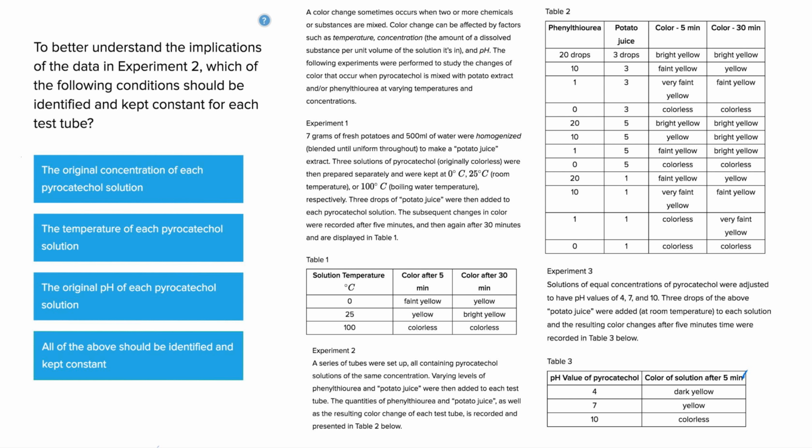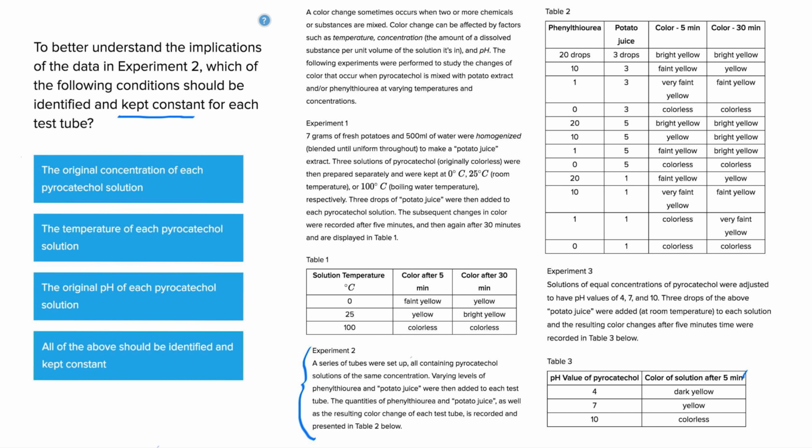Okay, so let's start by reading the question here. To better understand the implications of the data in experiment 2, which of the following conditions should be identified and kept constant for each test tube? Okay, so I don't really know what experiment 2 is about without double checking it down here. So I'm going to just take a look and get a sense of what it's about here.